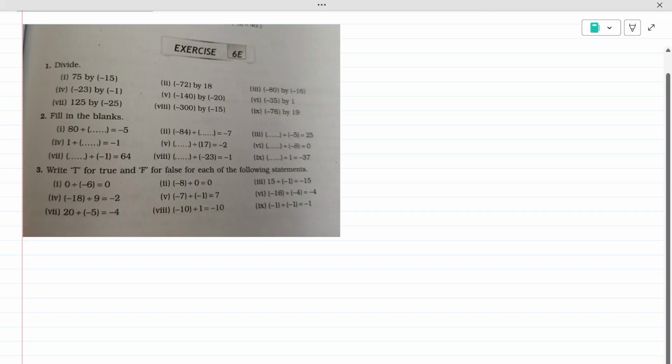Hello kids, I hope that you have done the practice of the 60 exercise and completed the homework also. And now in today's class, we are going to do the division of the integers.